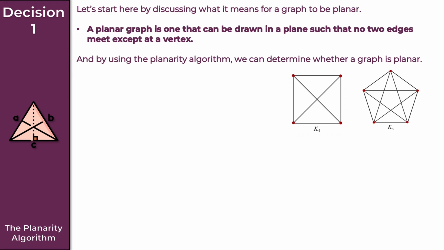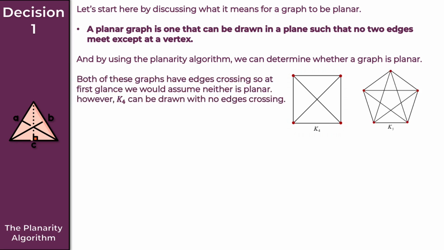So what I've got here is two graphs. Both of these graphs have edges crossing, so at first glance we would assume that neither is planar. However, K4, that's this graph here, and you should be familiar with these graphs when we went through special types of graphs. We introduced these types of graphs, complete graphs.